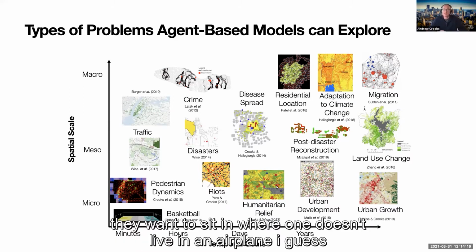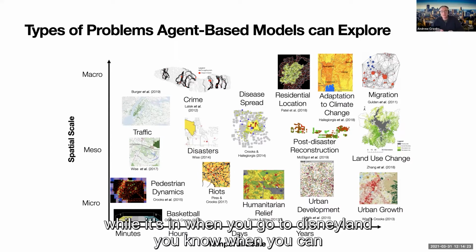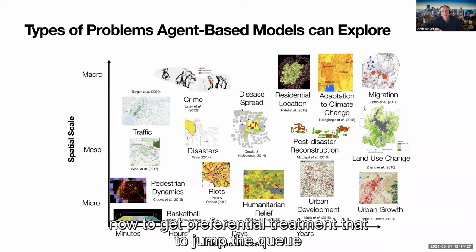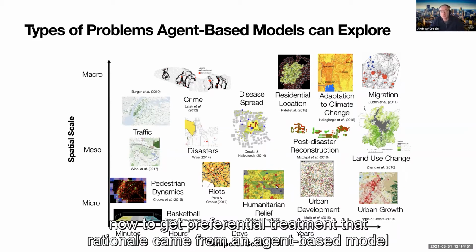Well, one does live in an airplane, I guess, while it's in. When you go to Disneyland, or Disney World, you can buy that ticket to jump the queue to get preferential treatment. That rationale came from an agent-based model.